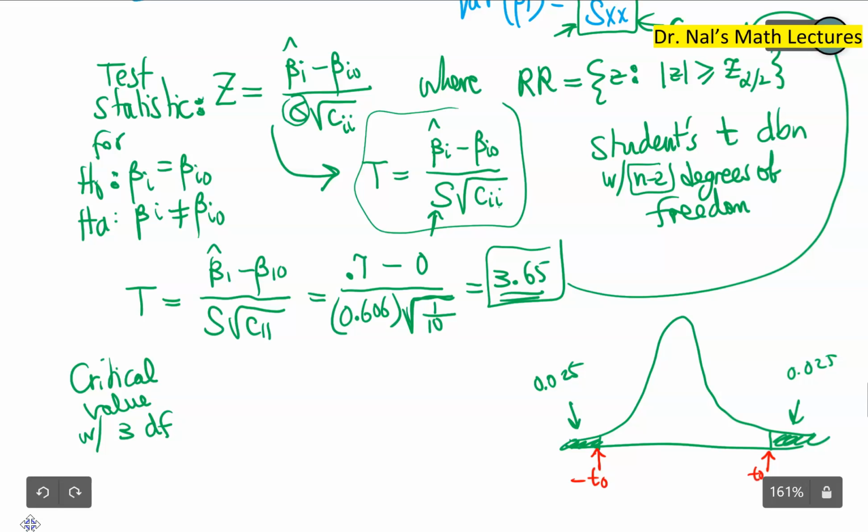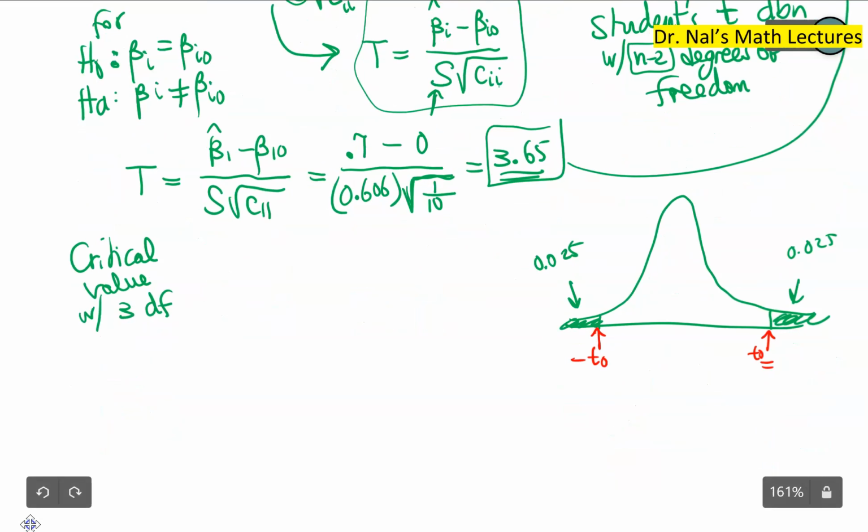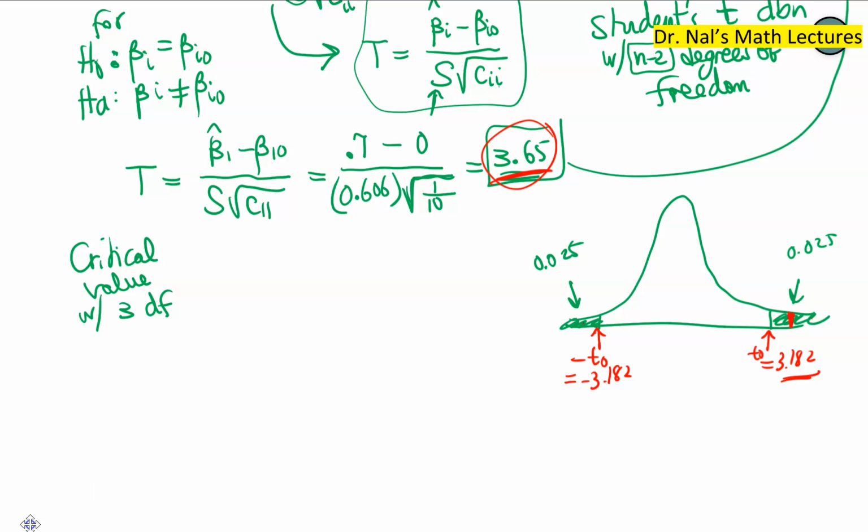If you check the tables for the Student's t-test, I think this number with 3 degrees of freedom comes out as 3.182. So this one is 3.182, and this one as a result is minus 3.182. Finally, check if our number falls into either of these two rejection regions. Our number, 3.65, is a little bit more than 3.182. So the test statistic falls into the rejection region, and as a result, we reject the null hypothesis.